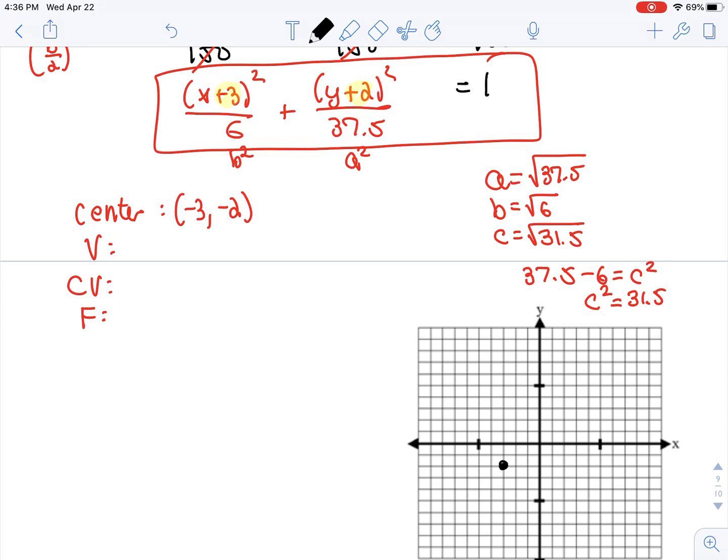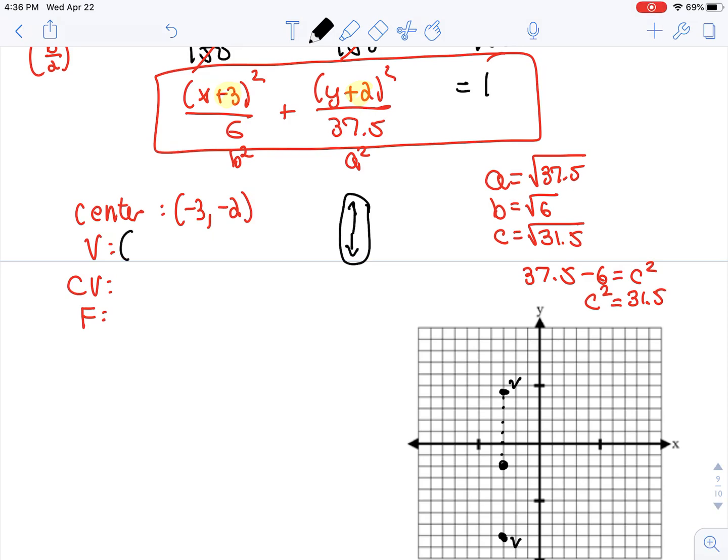Since the larger value was below the y, we know that this is going to actually be an ellipse that is vertical, going up and down. So my vertices, I'm going to go up square root of 37.5 and down square root of 37.5. And the square root of 37.5 is approximately 6. So I'm going to go up 1, 2, 3, 4, 5, 6, plot that vertex. Down 1, 2, 3, 4, 5, 6, plot that vertex.